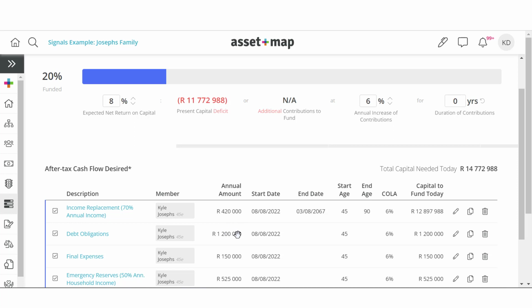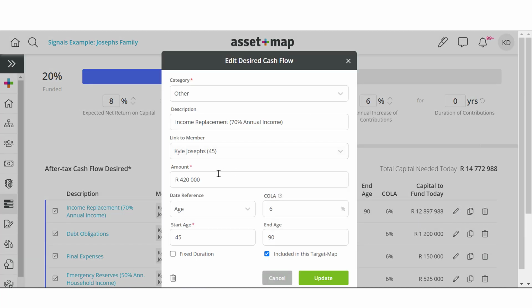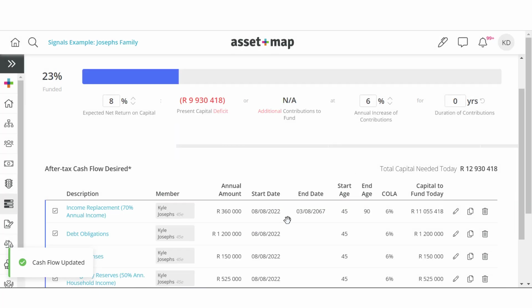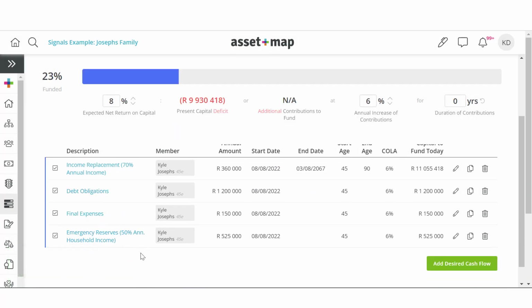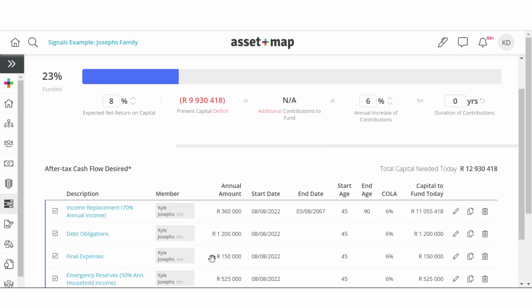Does this seem right for you, Kyle? If something happened to you, would your family need $420,000? Kyle might say, no, they'll be absolutely fine with 30,000 Rand a month, or actually I need 600,000 Rand a year. Then you can update any of these amounts and it will update the plan. You can also exclude any items and add any desired cash flow that this client may need in the event of death. So that's the first step.